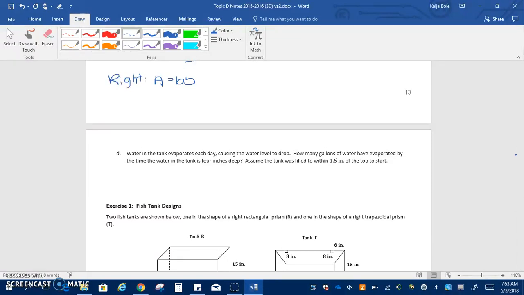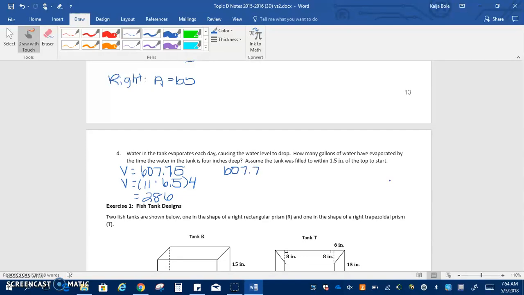So we know that our volume from the start at the beginning was 607.75, right? So that was the original volume when it was filled to 1.5 inches within the top. So now we need to first find the volume when the tank is 4 inches deep. So we're going to have the same area of the base, 11 times 6.5, and now times 4 for our height. And when you multiply those, you get 286. So first we need to find the difference between the two of those.